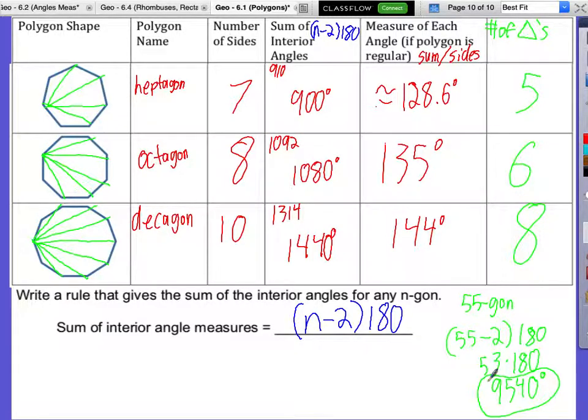And personally, I think that's a lot easier than if we were to make, draw and cut out a 55-sided polygon and actually measure those. I think this is a little bit easier. And we have this rule that we can always use because of how many triangles are in these. I think that's pretty cool.